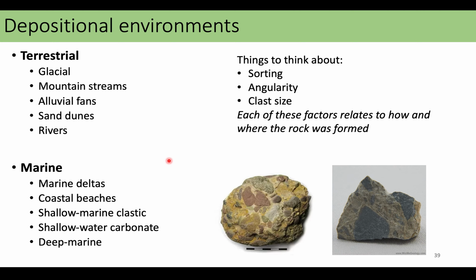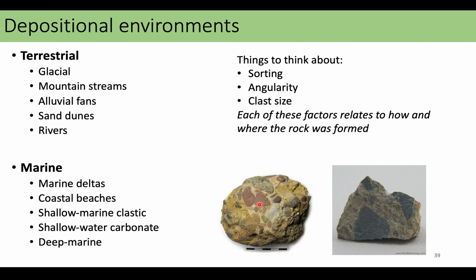So some things to think about when you're trying to determine the depositional environment would be the sorting. Is it well sorted or poorly sorted? Are your clasts angular versus rounded? What are the clast sizes? Are you looking at really large clasts versus very small ones? Each of these factors are going to give us more and more information about how and where the rock was formed.